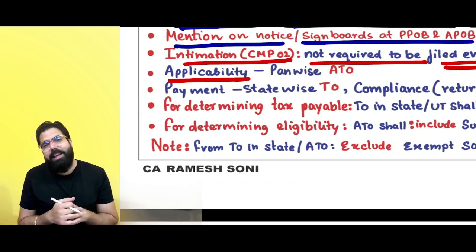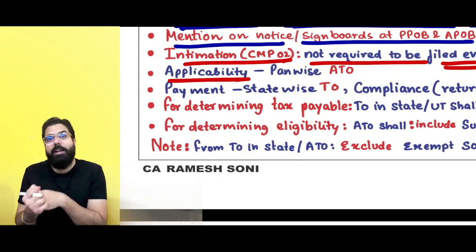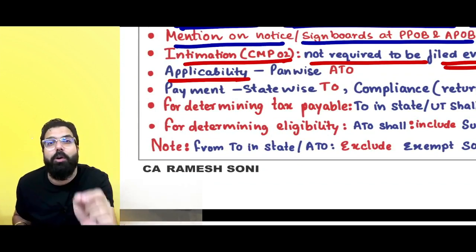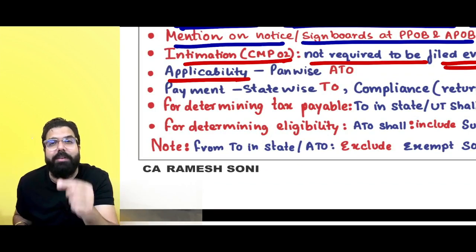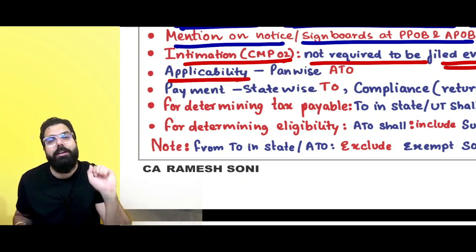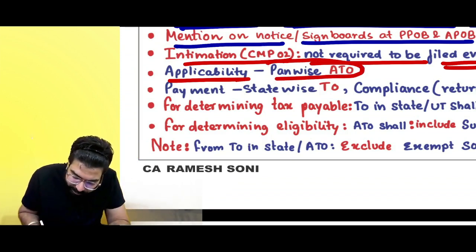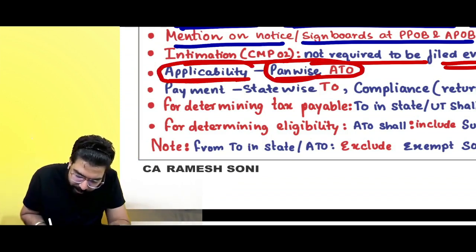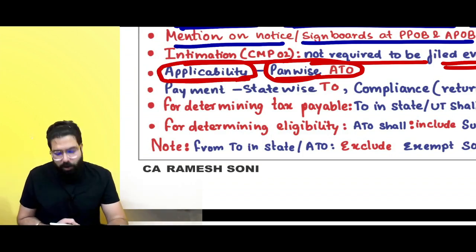Whenever you are checking whether you are eligible for composition or not, you have to see PAN-wise turnover. The complete India turnover is to be seen. Only then will you be able to say whether you are eligible or not eligible. Aggregate turnover has to be seen for checking applicability.